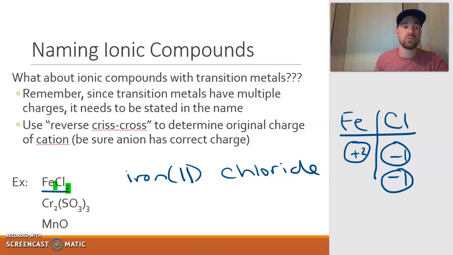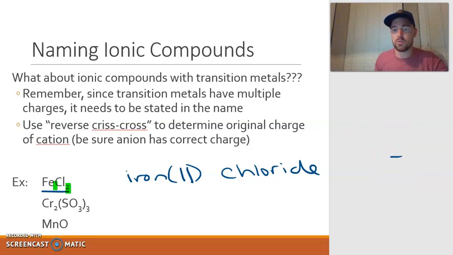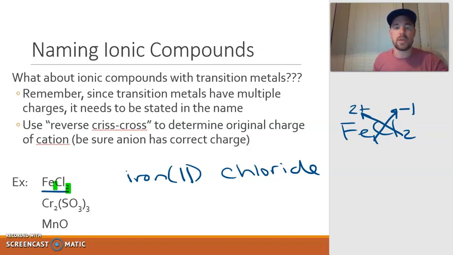You could also do a reverse crisscross as well. So you're probably guessing how this might go. If we take a look at FeCl2, reverse the subscripts back up to be charges. The 1 goes back up to the chlorine to be -1, and the 2 goes back up to iron to be +2. The only thing you have to make sure you check is, is chlorine actually a -1? It is. You have to check that because maybe the subscripts were reduced, right? So you need to make sure that wasn't done.